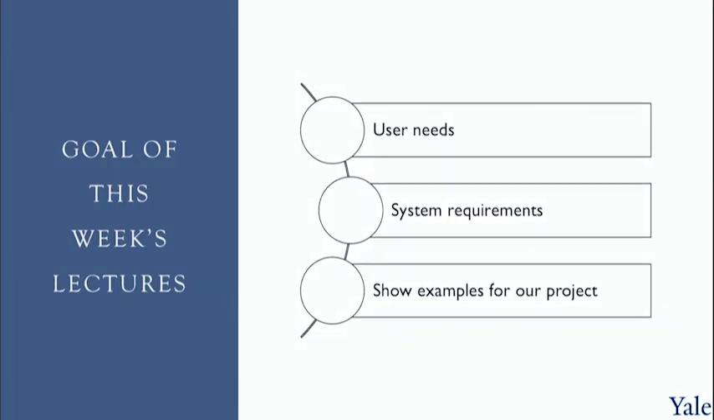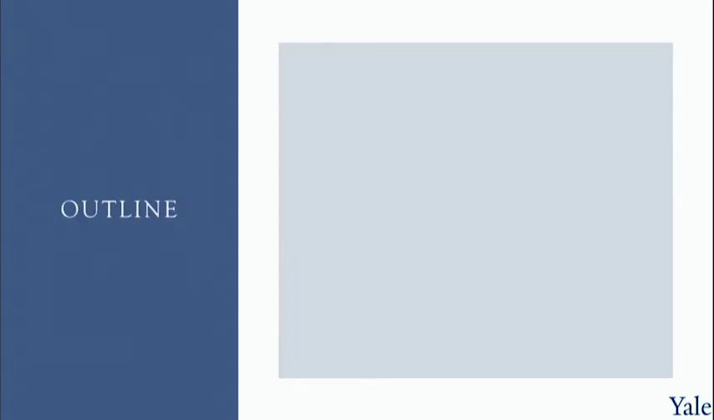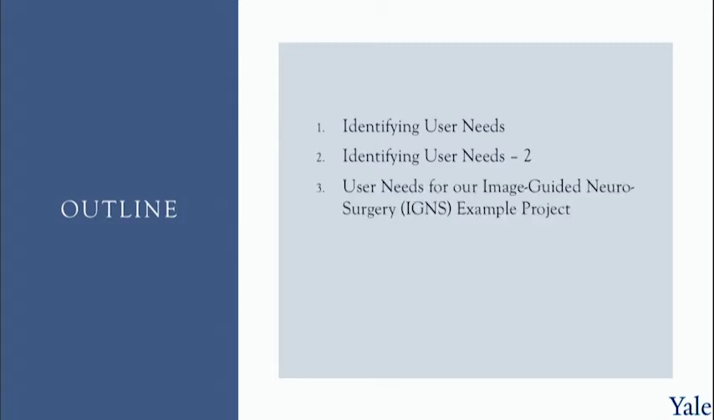And we're going to show examples for our project, the image-guided neurosurgery project, of both the user needs process and the system requirements process. There are 6 segments this week. The first 2 we'll discuss how we go about identifying user needs. Then we'll talk about user needs for a specific image-guided neurosurgery example project. Then we'll talk about the system requirement specification.